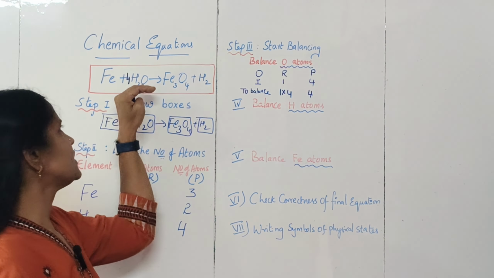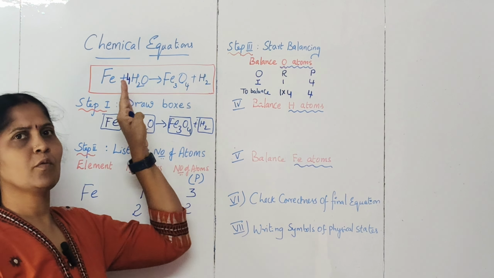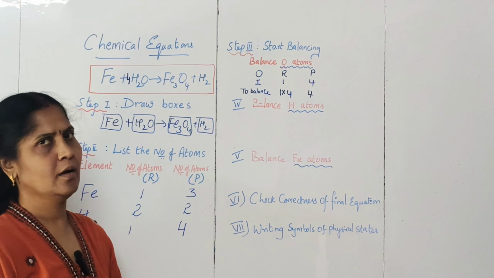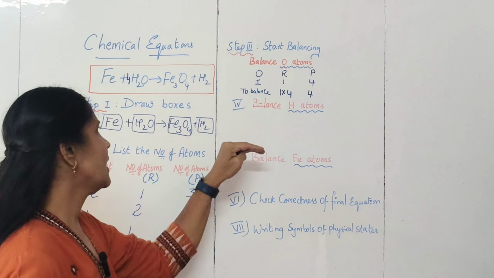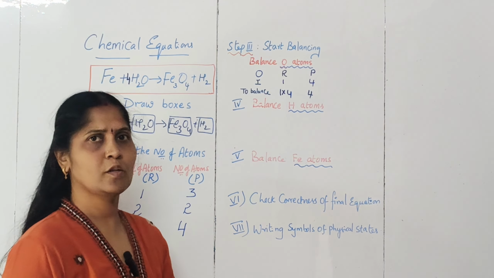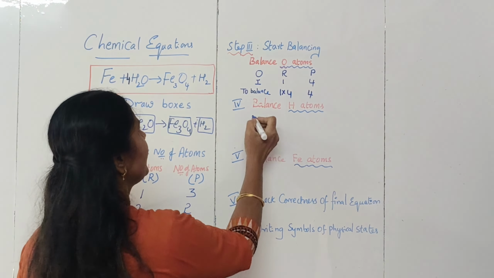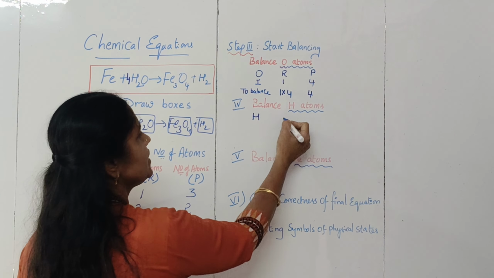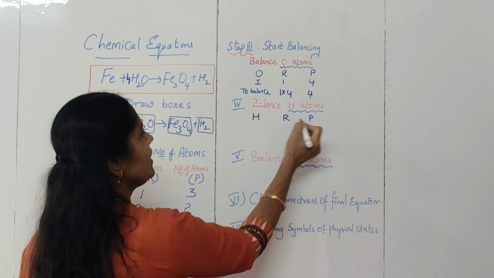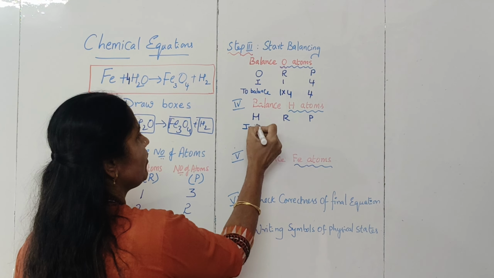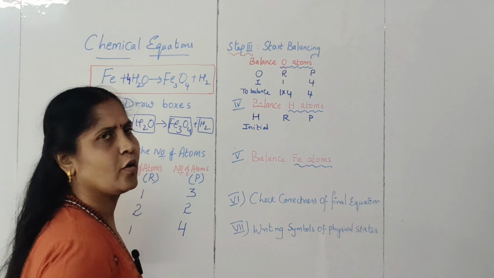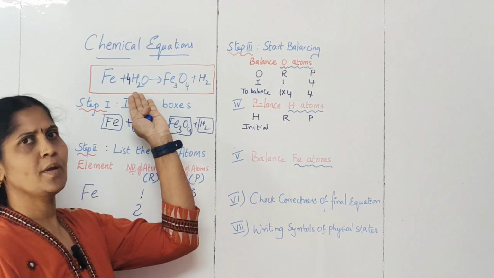That is, wherever oxygen is present, there you have to put a 4 in front of the formula. Okay, is that clear? Next, balance of hydrogen atoms will also be like this only. So you will write down your element, that is hydrogen, the reactant side and product side. What is the initial number you will write down? Initial number on the reactant side, the hydrogen atoms, how many are there?